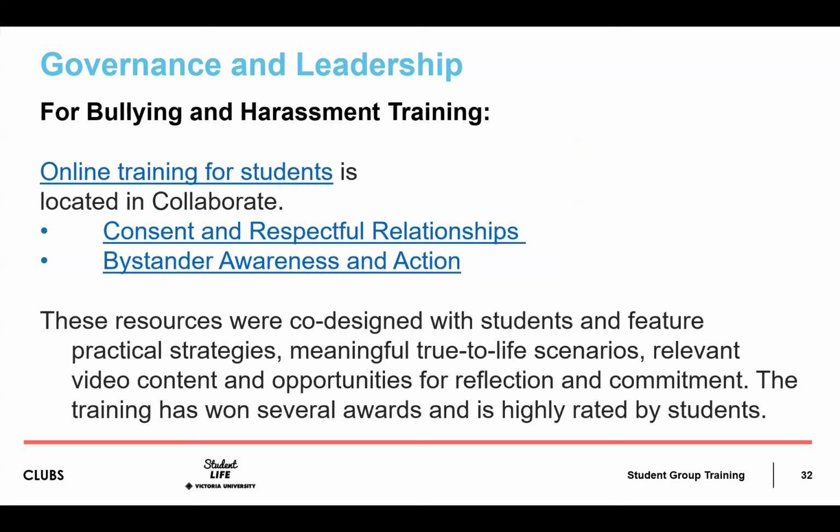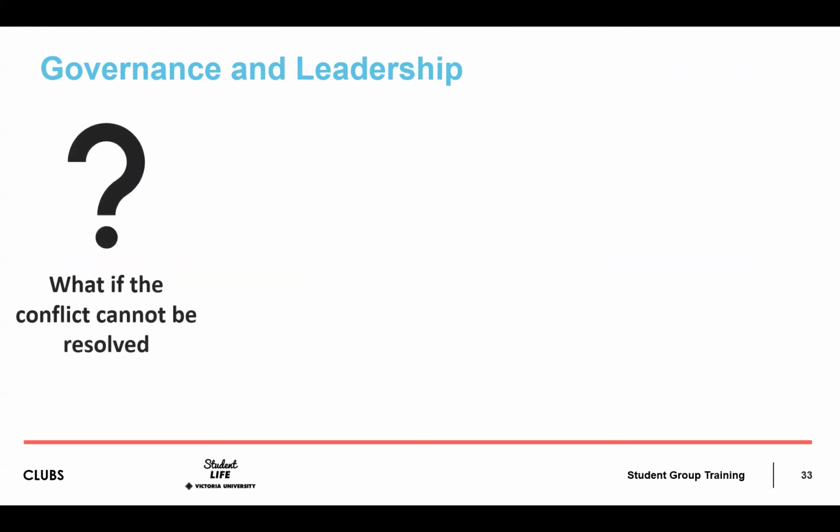There is further training that should be completed by all committee members. The consent and respectful relationships training, as well as the bystander awareness and action training, can be completed via VU Collaborate. If conflict cannot be resolved because the member has not responded to the official correspondence or they continue inappropriate behaviour, formal action can be taken.